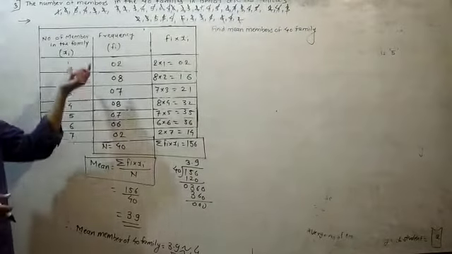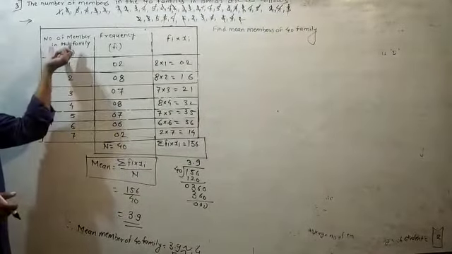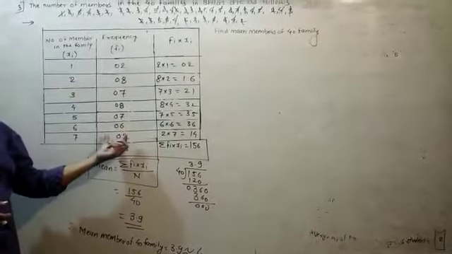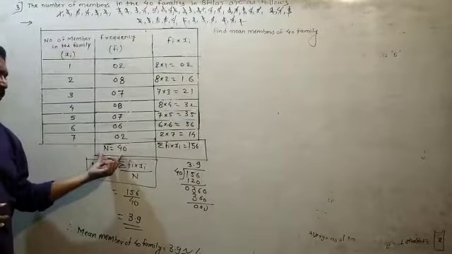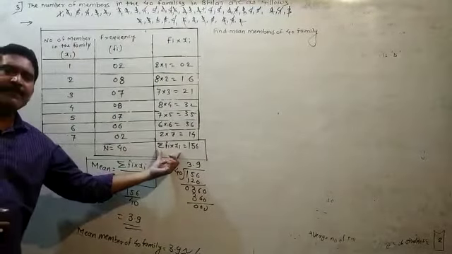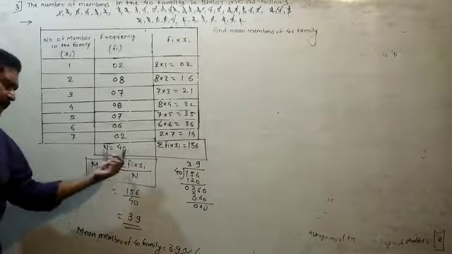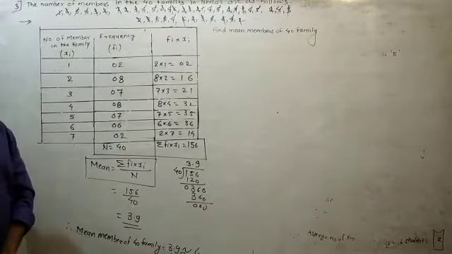In this way you have to draw the frequency distribution table. You have to write the number of members in the family, then write the frequency of those, and find fi into xi. Here you have to find n, and here you have to find the sum of fi into xi. Then you have to use the formula for the mean and find the mean. In this way you have to solve the example. I think you understood. Thank you.